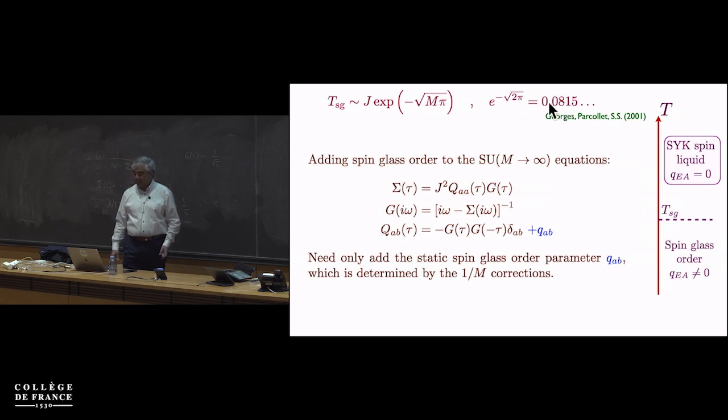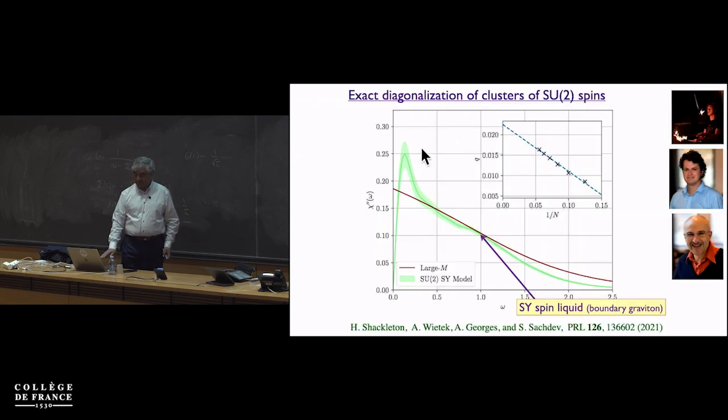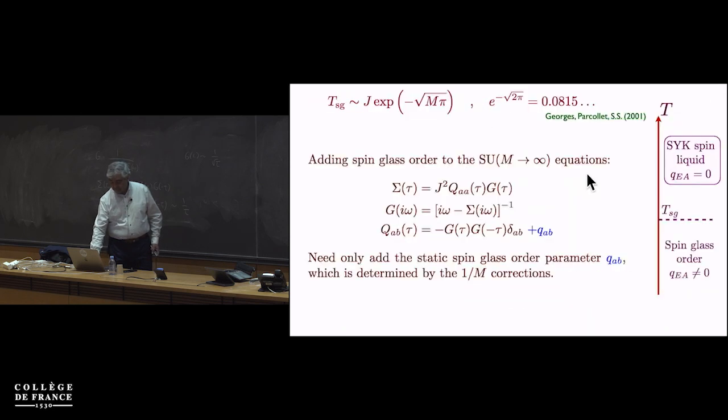And the smallness of this number is, a posteriori, our understanding of why even in the SU2 model, you're seeing the m equals infinity graviton behavior. It reappears at higher frequencies, even though there is spin glass order at low frequencies. So in these equations, this QAB is determined by finite m corrections. But now you can look at the feedback of the QAB on the fermion Green's function. This turns out to be rather similar to the Fermi-liquid crossover that Antoine described this morning, where you had a hopping term added to the J model. Here, the spin glass order for the pure J model also has a very similar effect.